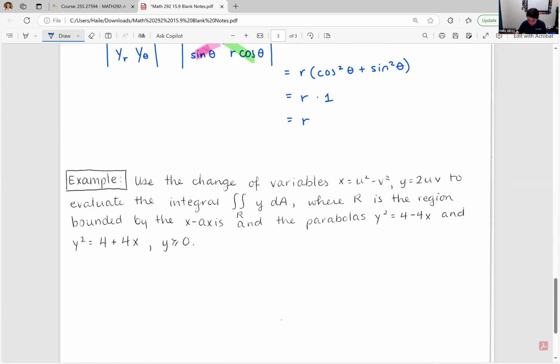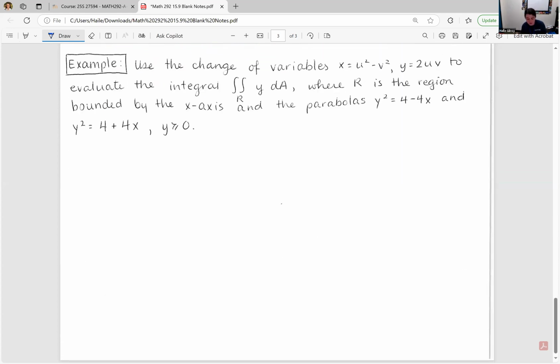Okay, so let's look at a transformation that is not polar coordinates. So we're going to look at a more general change of variables, and we have seen this one before. This is the one where we spent a while doing the image of the region S before we talked about polar coordinates a bit. So we're going to use the change of variables x is equal to u squared minus v squared, y is equal to 2uv to evaluate the double integral over R of y dA, where R is the region bounded by the x-axis and the parabolas y squared is equal to 4 minus 4x and y squared is equal to 4 plus 4x, where y is greater than 0.